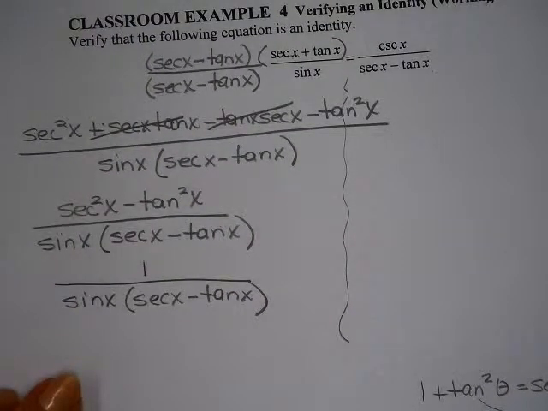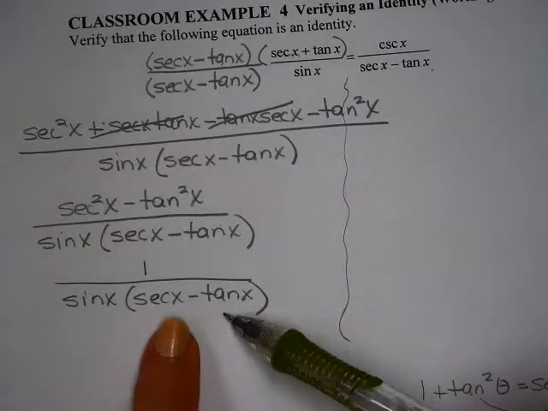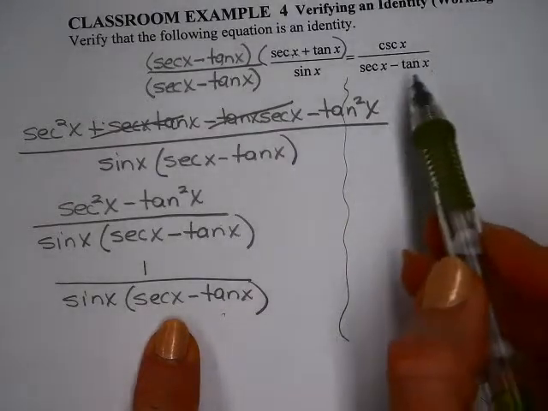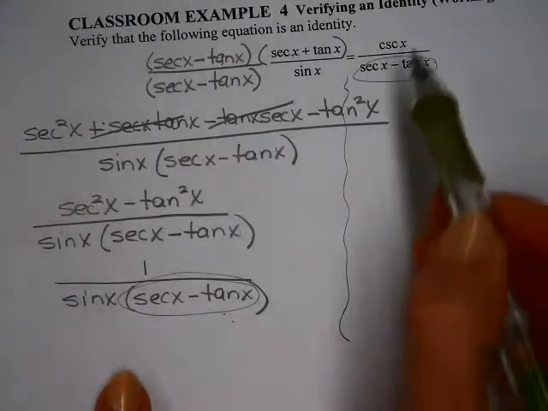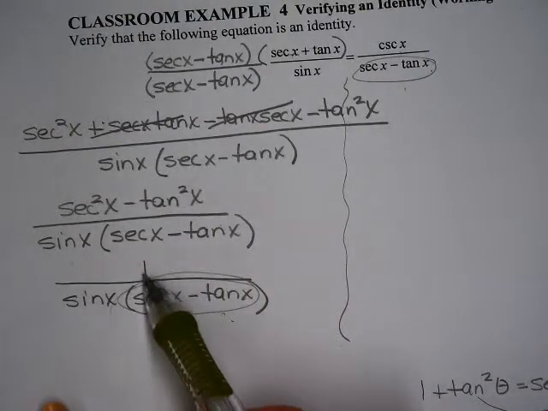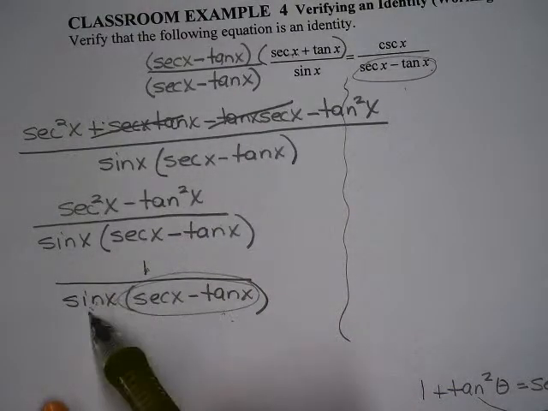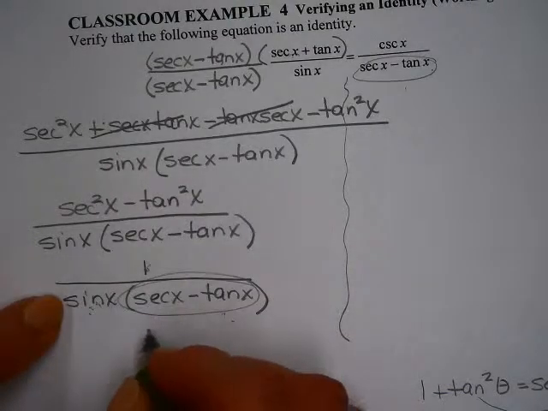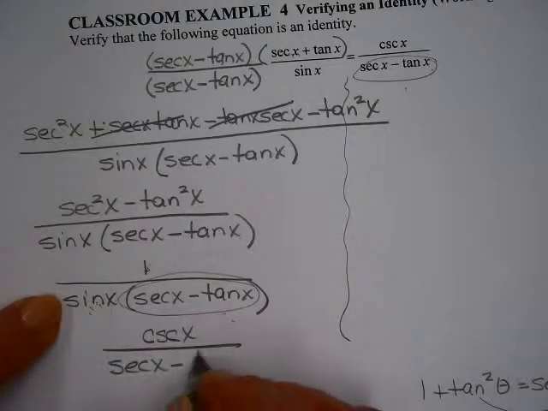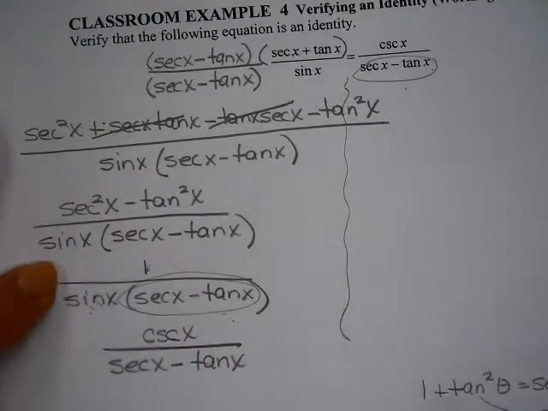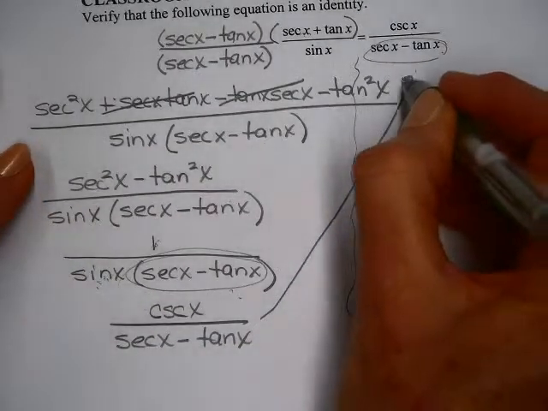All right, you still with me? Another one of their hints. Keep in mind where you are trying to go. You are trying to go from here now to this. Well, here's my secant minus tangent, and here is a secant minus tangent. I need a cosecant. But what is 1 divided by sine? What is that part right there? Isn't that cosecant? So this right here is cosecant. And I'm left with secant minus tangent on the bottom. And it matches.